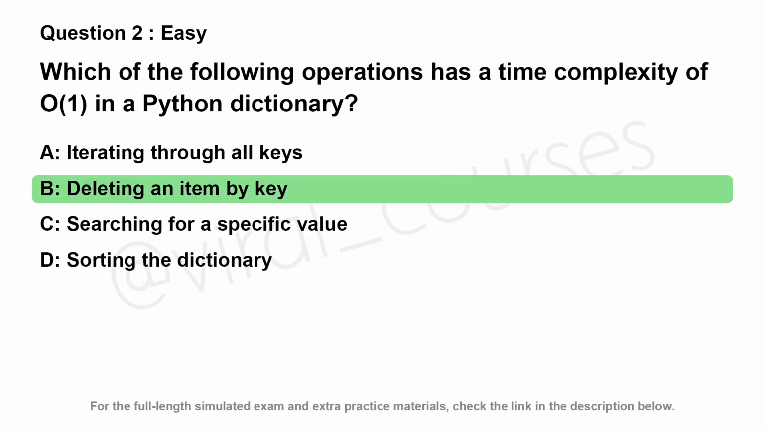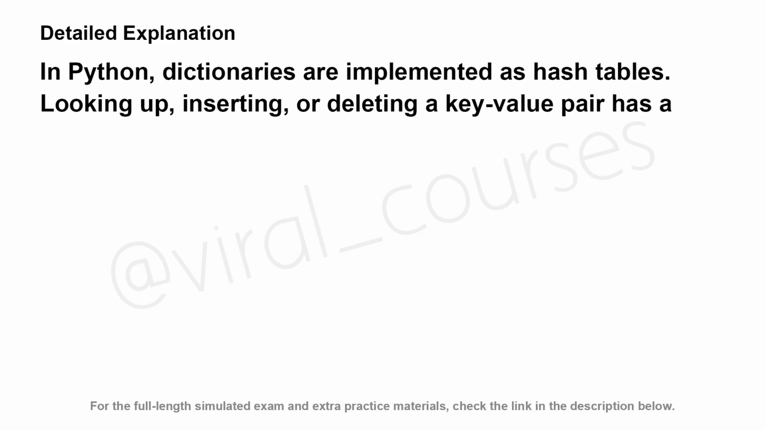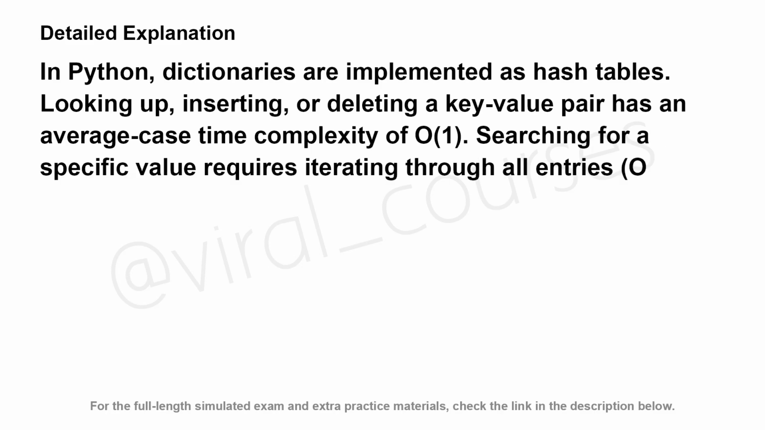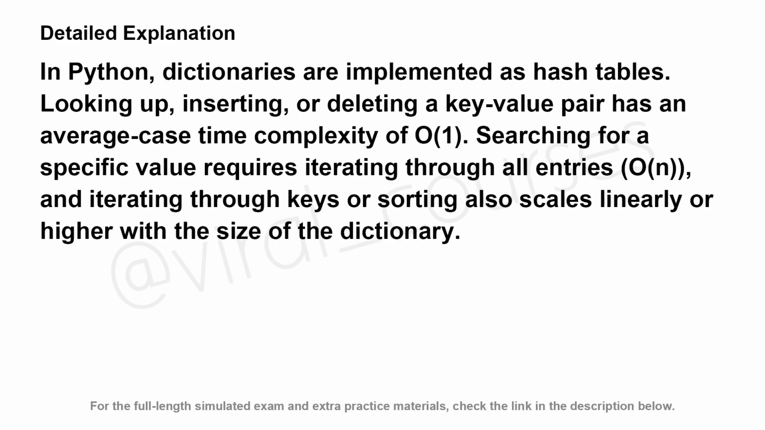The correct answer is B. In Python, dictionaries are implemented as hash tables. Looking up, inserting, or deleting a key-value pair has an average case time complexity of O(1). Searching for a specific value requires iterating through all entries, O(n). And iterating through keys or sorting also scales linearly or higher with the size of the dictionary.